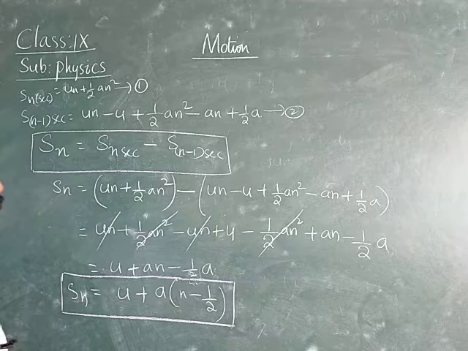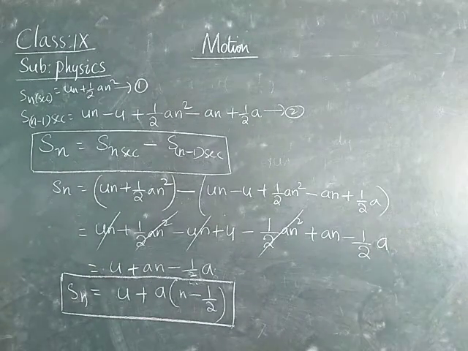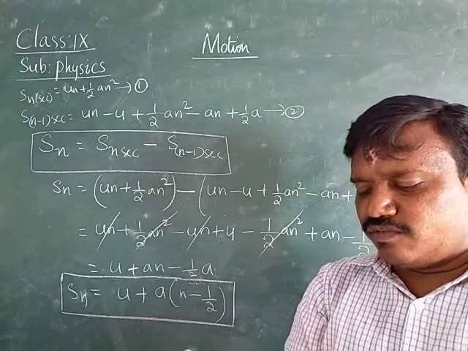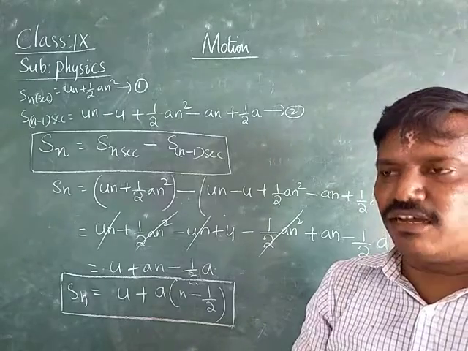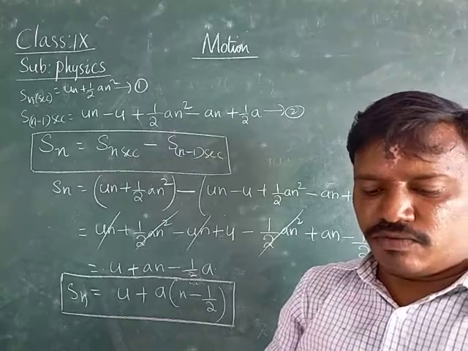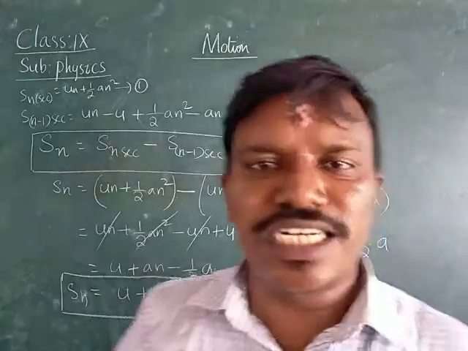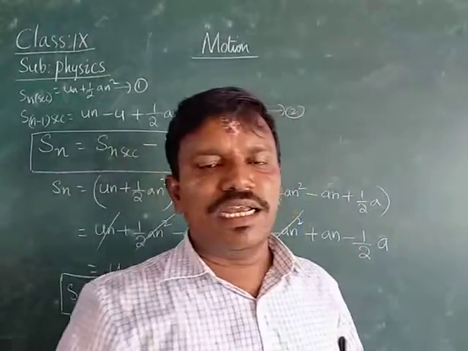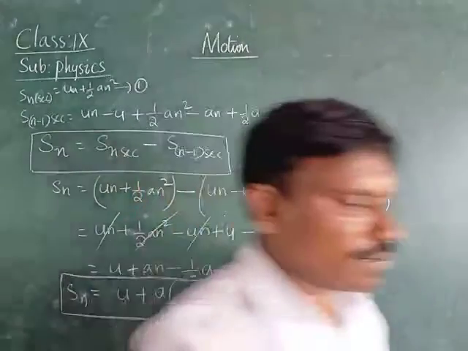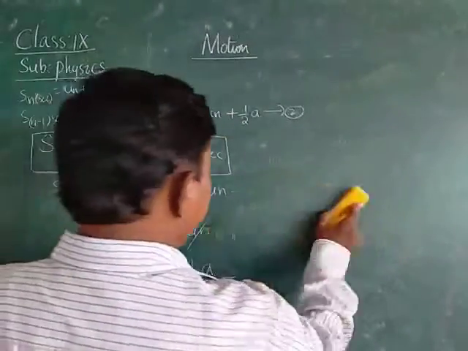And whenever we are solving these equations, we should remember a few things. What are the few things that you should remember? If the speed of the object increases, the direction of velocity and acceleration are one and the same. That means if the speed of an object is increasing, then velocity direction and acceleration direction are the same.